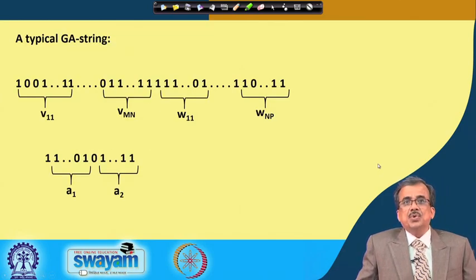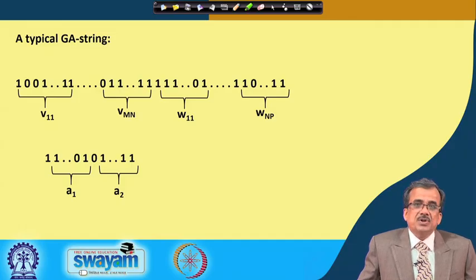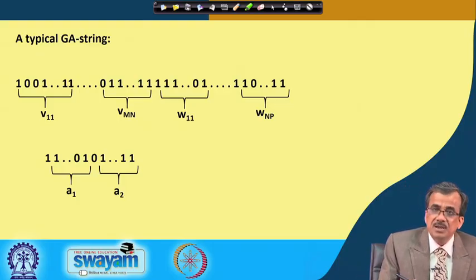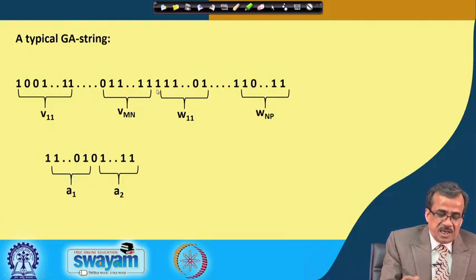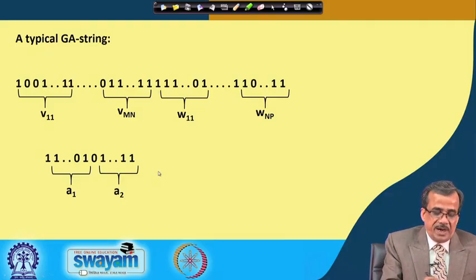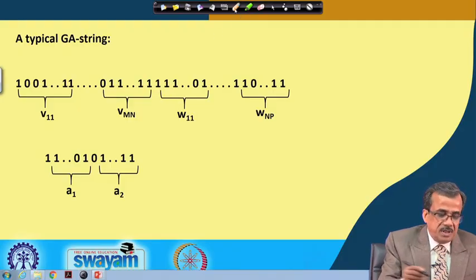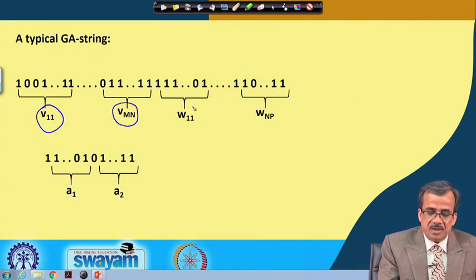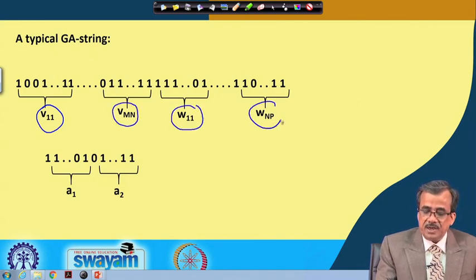Here, our aim is to represent this network with the help of a binary coded GA string, and we are going to evolve or optimize this particular network. Now, this is a particular GA string, like the binary coded GA. The first few bits are going to represent the connecting weight V11, and the last V connecting weight, that is Vmn, then the W connecting weights.